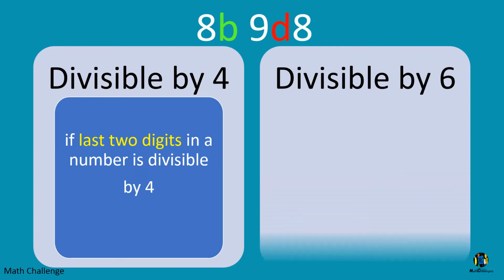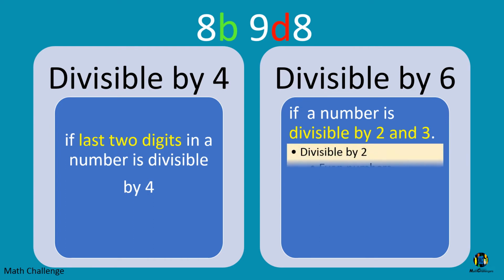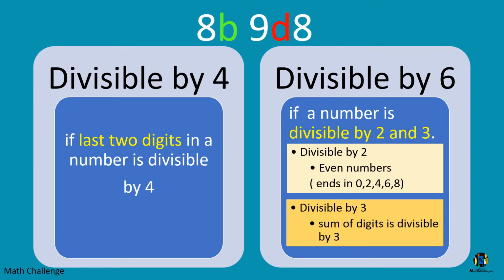Divisibility rule for number 6: if a number is both divisible by 2 and 3. Divisible by 2 if the number is an even number, that is, it ends with 0, 2, 4, 6, 8. Divisible by 3 if the sum of digits is divisible by 3.